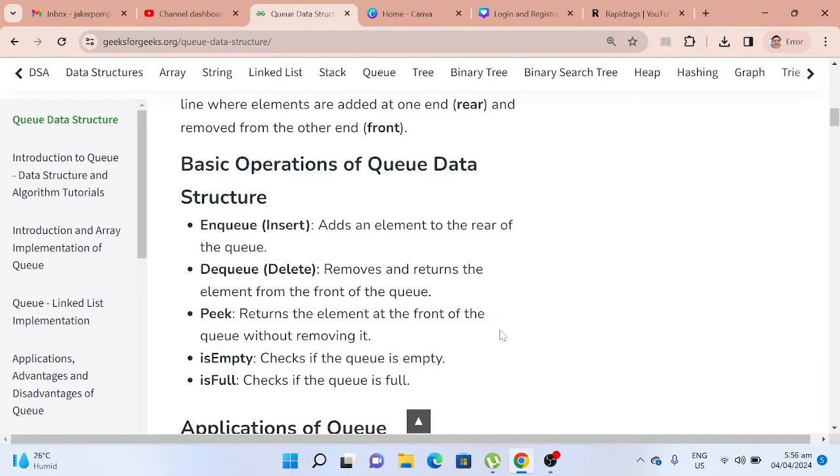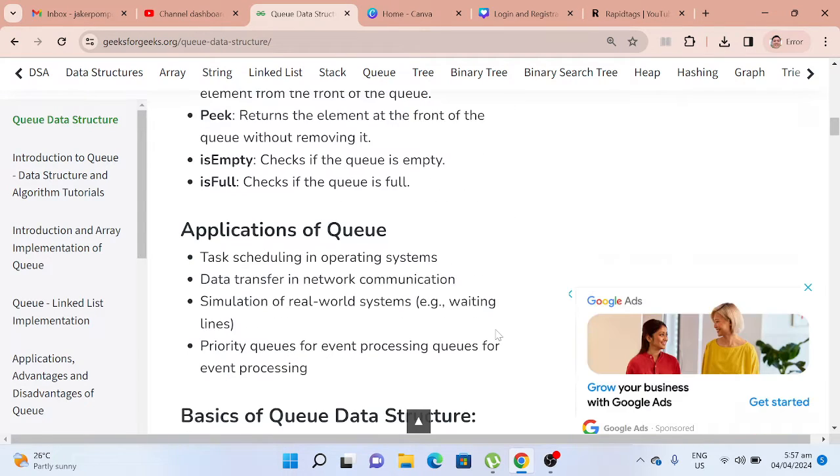Enqueue, which means insert, adds an element to the rear of the queue. Dequeue or delete removes and returns the element from the front of the queue. Peek returns the element at the front of the queue without removing it. Is empty checks if the queue is empty. Is full checks if the queue is full.